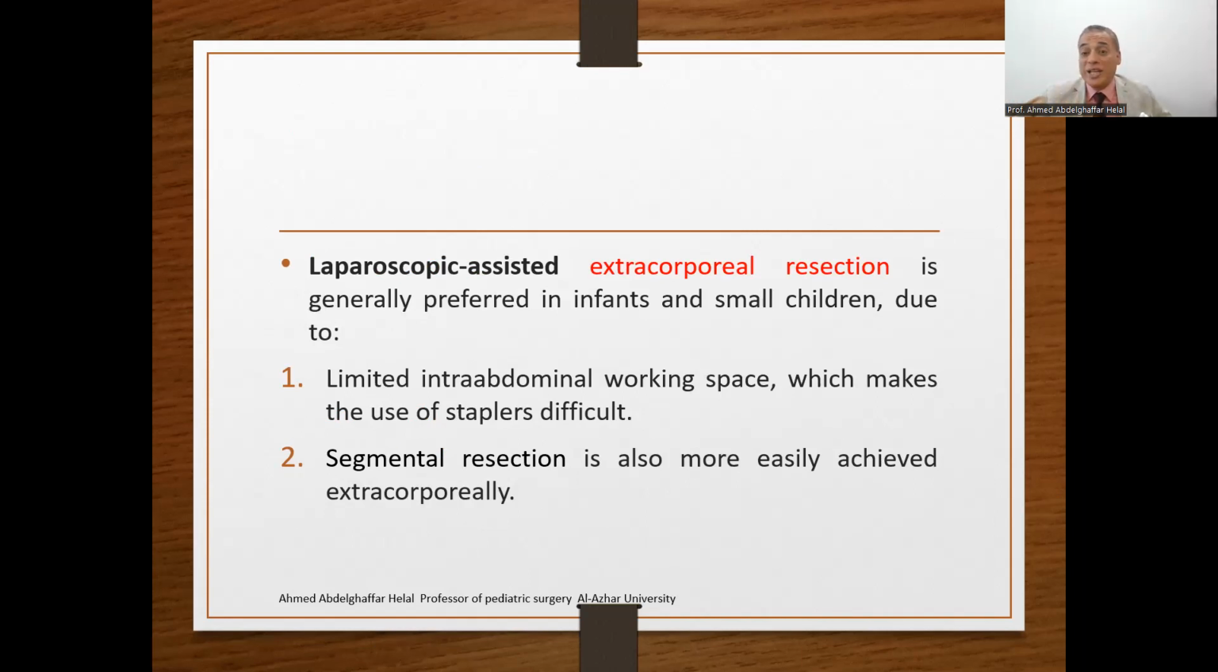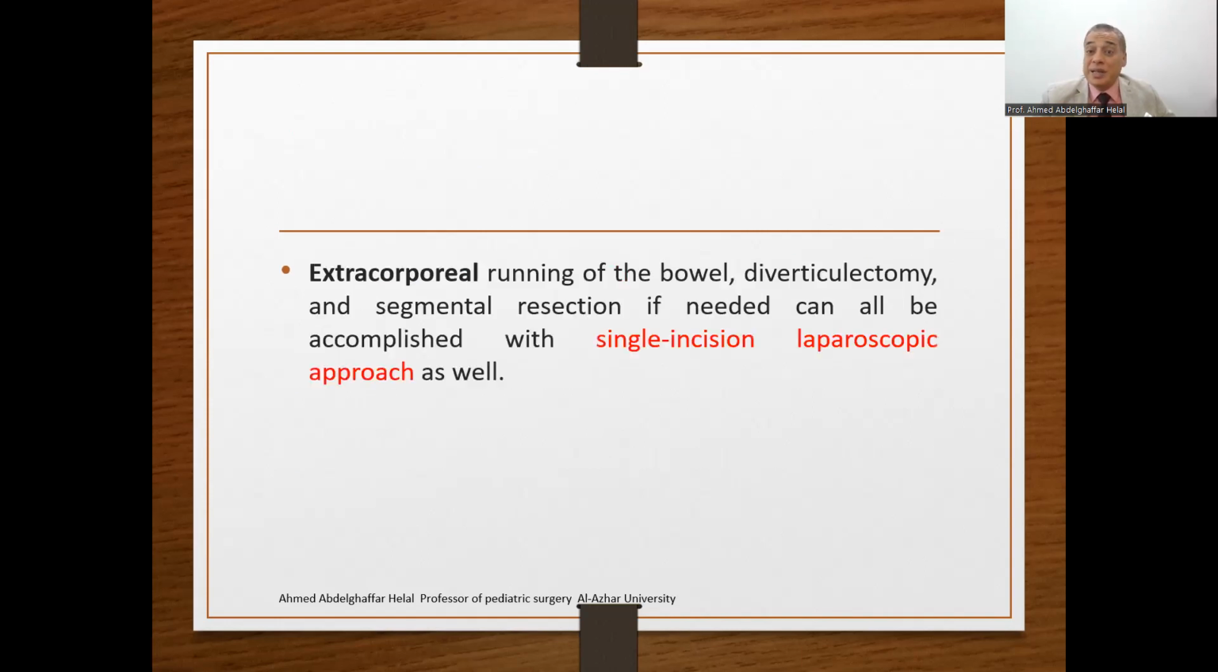Segmental resection is also more easily achieved extracorporeally. So it's very easy for the pediatric surgeon to perform the procedure even with a single incision just at the umbilicus. You grasp the diverticulum, bring it outside through the umbilical incision, perform the resection and anastomosis, and return the ileum inside. Due to limited space to work inside the abdomen of small infants and children, some pediatric surgeons suggest this may be better for manipulation. Extracorporeal running of the bowel and removal of the diverticulum, or segmental resection if needed, can also be completed with a single incision laparoscopic approach, as we said.